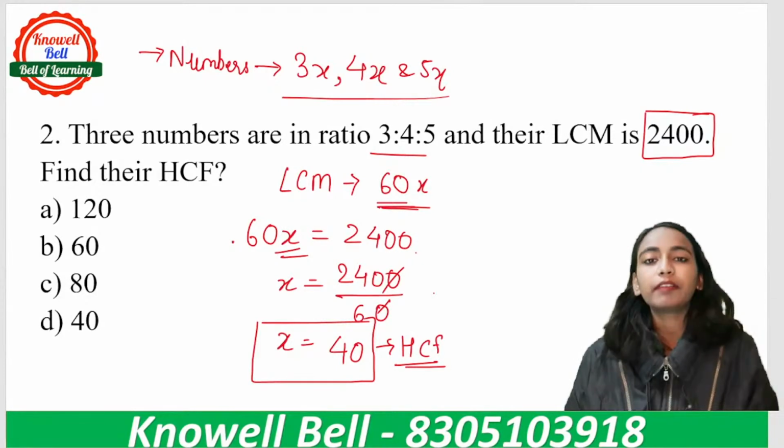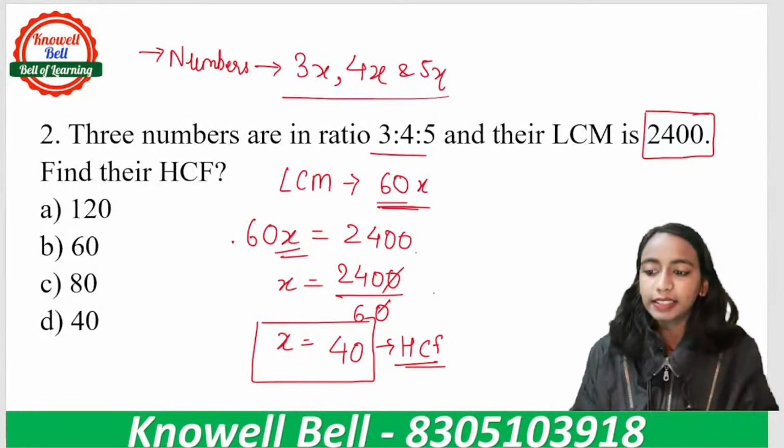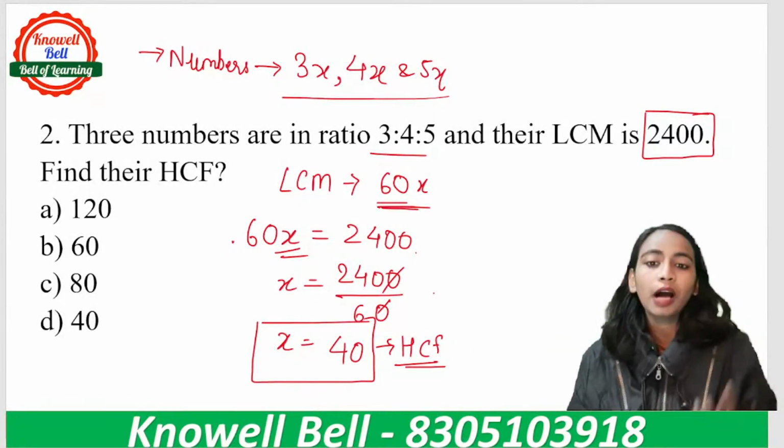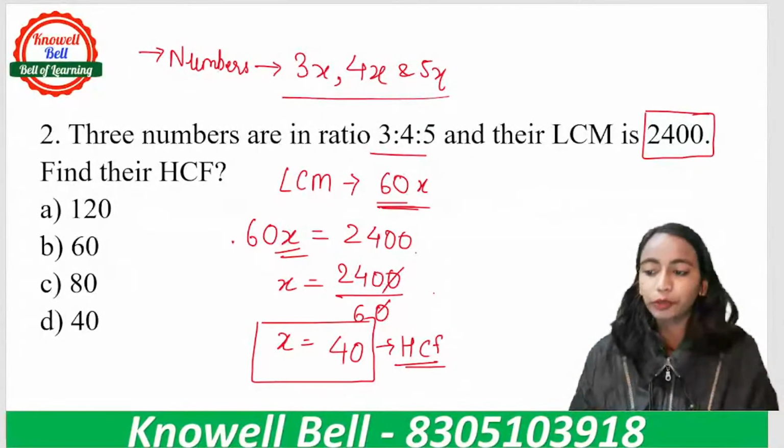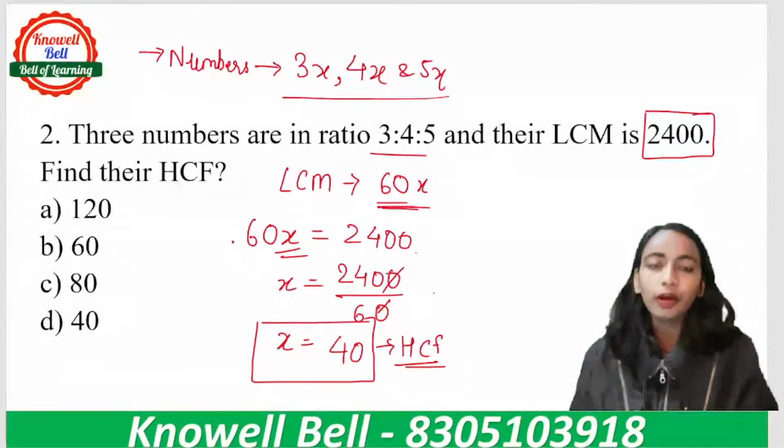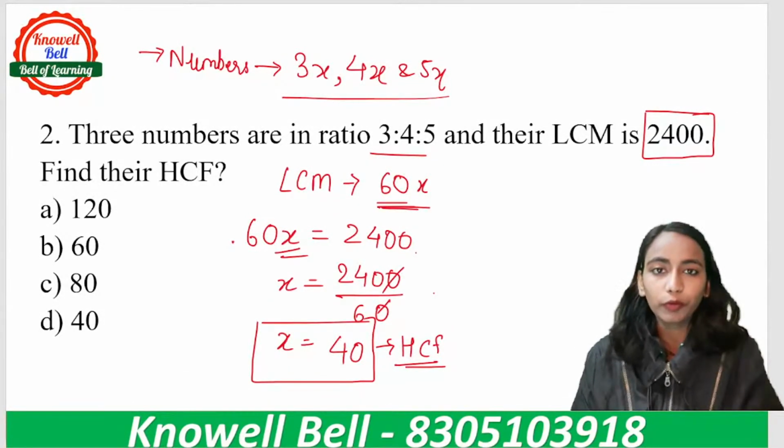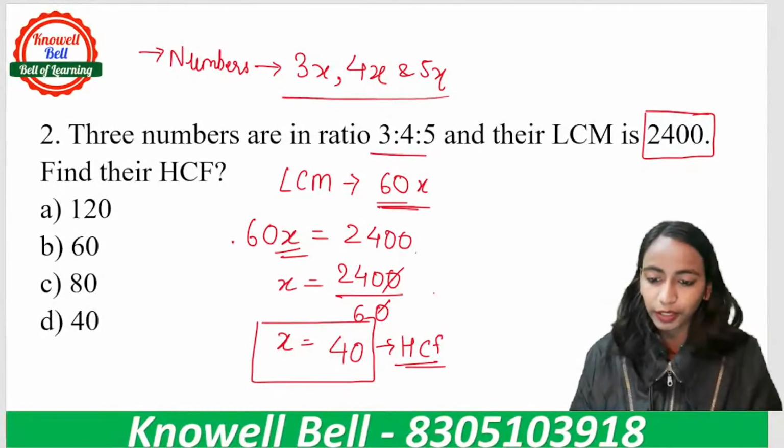So in a simplified way, whenever a ratio is given to you and the LCM is provided, and you need to find the HCF, what will you do? You will multiply the ratio and divide it by the LCM, and you are going to get the HCF.